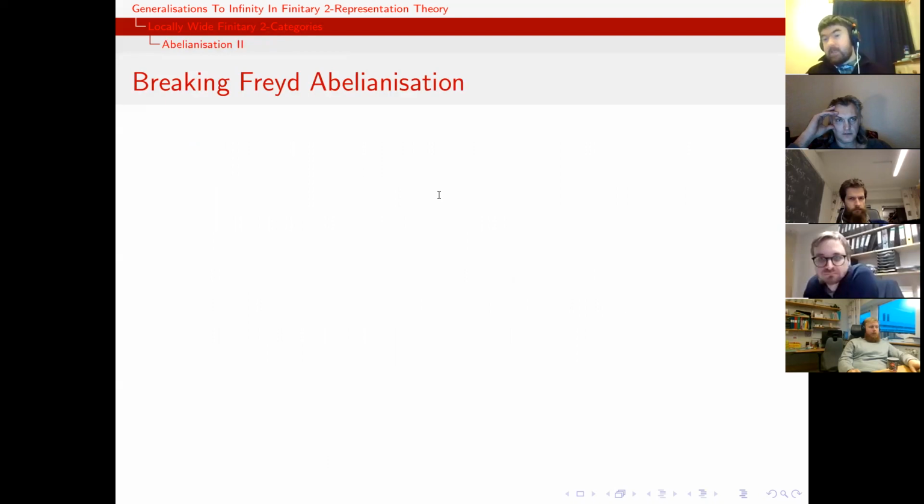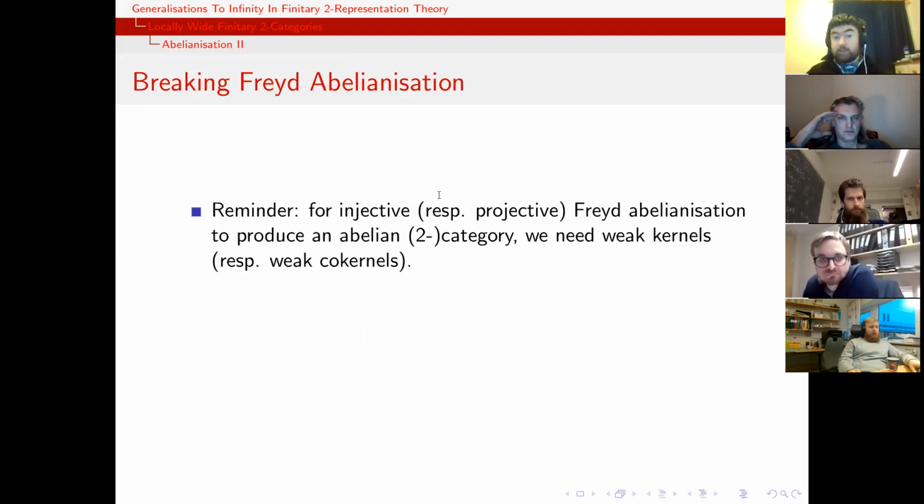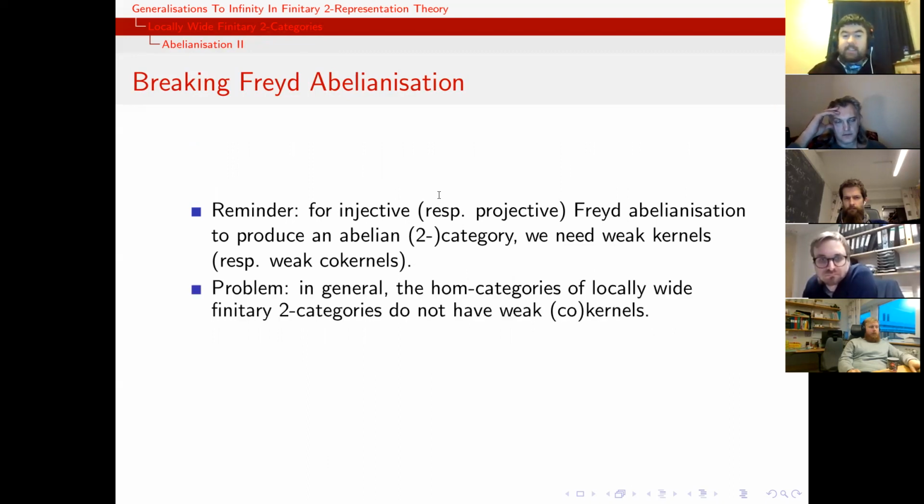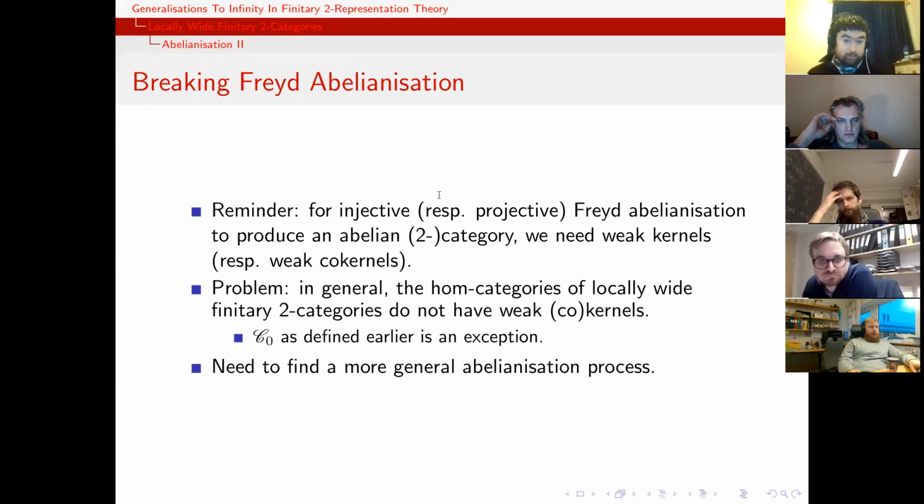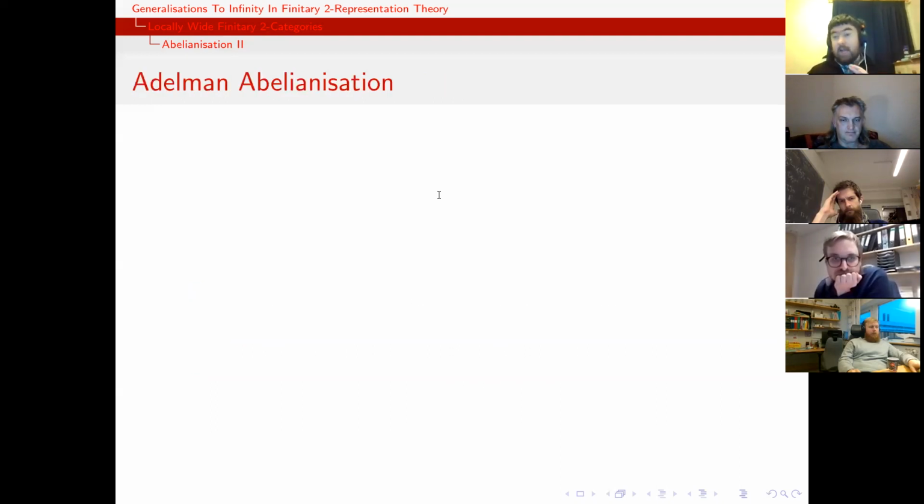Because another thing that breaks is this abelianization. As a reminder, for an injective or projective abelianization to produce an abelian category or two category, we need weak kernels or respectively weak cokernels. But the problem is, in general, the Hom categories of locally wide finitary two categories do not have weak kernels or cokernels. The C0 as defined earlier in the graded setup is, as it turns out, an exception that does. However, most of them don't. So if we want to keep this nice abelianization setup, we need to find a more general abelianization process. And it turns out the solution was constructed by Adelman in a 1973 paper.